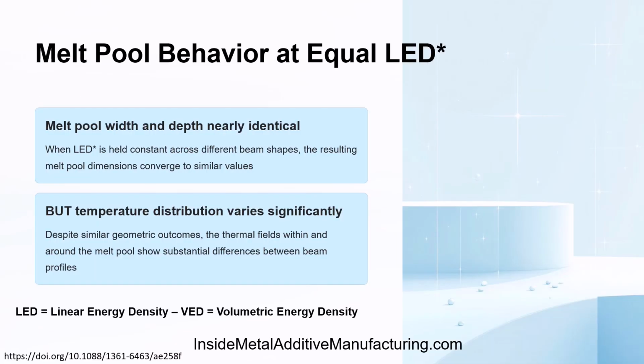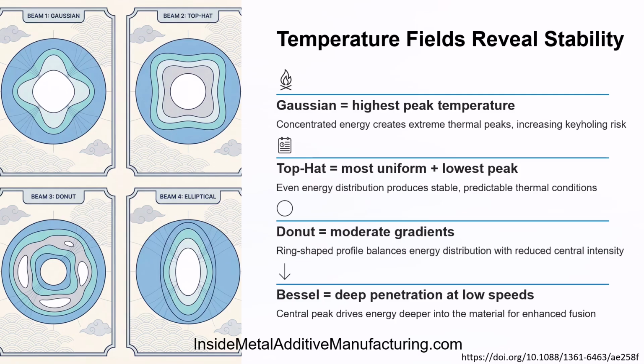Once energy input is normalized using LED star, a key observation emerges. Across Gaussian, top hat, donut, and Bessel beams, the melt pool width and depth become remarkably similar. This finding reveals that melt pool size alone does not capture the full story. While geometric dimensions converge under equal total energy input, the internal thermal state of the melt pool remains highly dependent on beam shape. Differences in peak temperature, temperature gradients, and thermal uniformity persist, and these differences ultimately govern stability and defect formation.